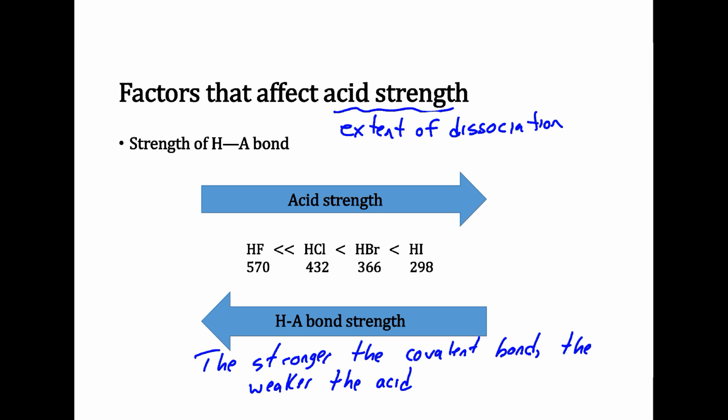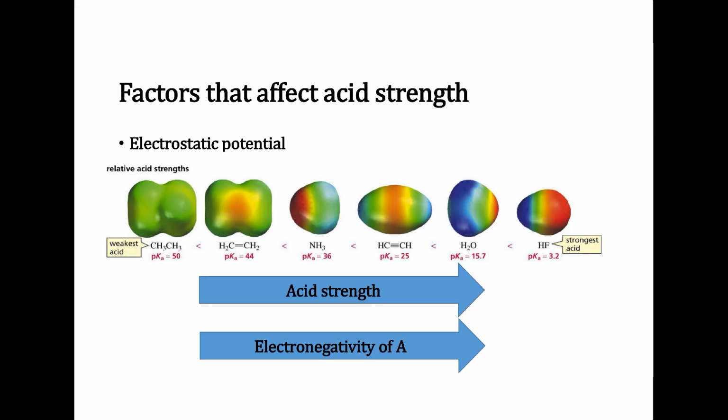Okay, there are some other things that we also need to consider besides bond strength, and one of those is the electronegativity. We can look at this using an electrostatic potential map. What we can see is as the electronegativity difference between the atoms increases, the acid strength also increases. Well, why is that? Think about what electronegativity is telling us. Electronegativity tells us the electrons tend towards the more electronegative atom.